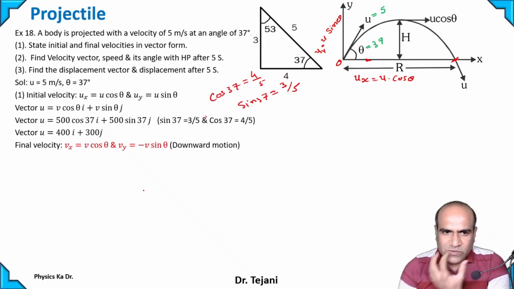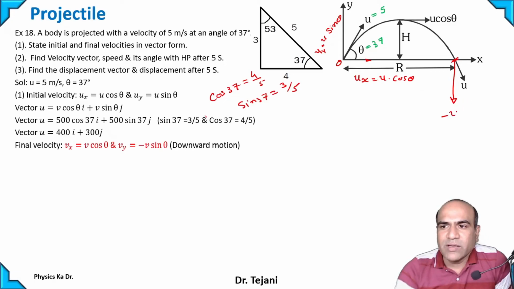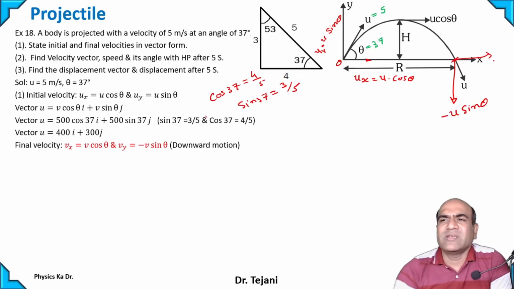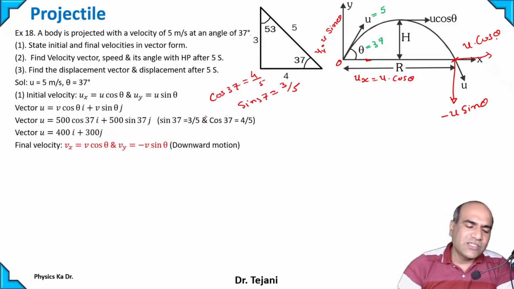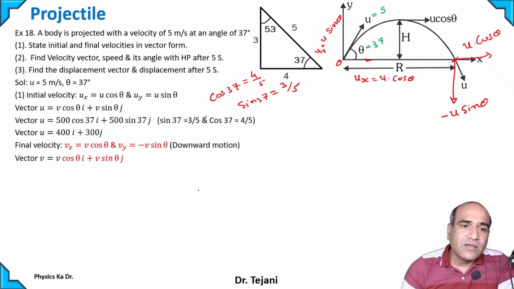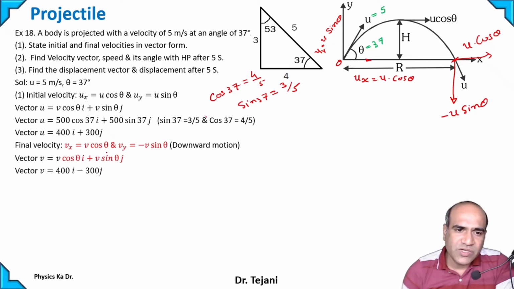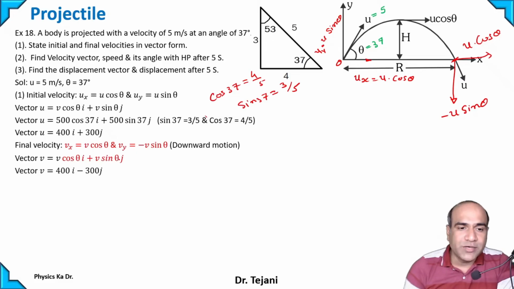Final vector Vx is equal to V cos theta, and we know that the vertical component becomes negative, so it becomes minus U sin theta, and the horizontal component remains constant. It is U cos theta. There is no change in the horizontal component. So put all the values here: 400i minus 300j. Only this is the change. No further calculation is required. You can do it.